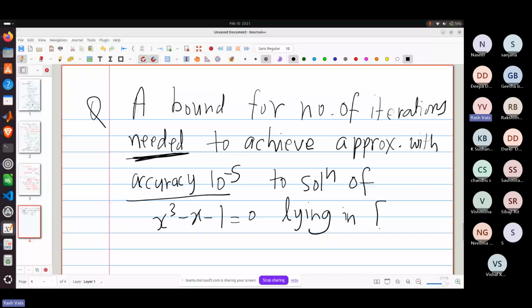So I'm just going to use the bisection method for that. Just find a bound. Bound means the upper value. If you are having iterations, just find the bound value needed to achieve the approximation with accuracy to the solution lying in 1 2. So start and try to solve it. It's a bit different, but you may find it easier. Let's take some time for that, and I will then give the exact value. I need an exact solution this time. I don't just want you to say it's done.